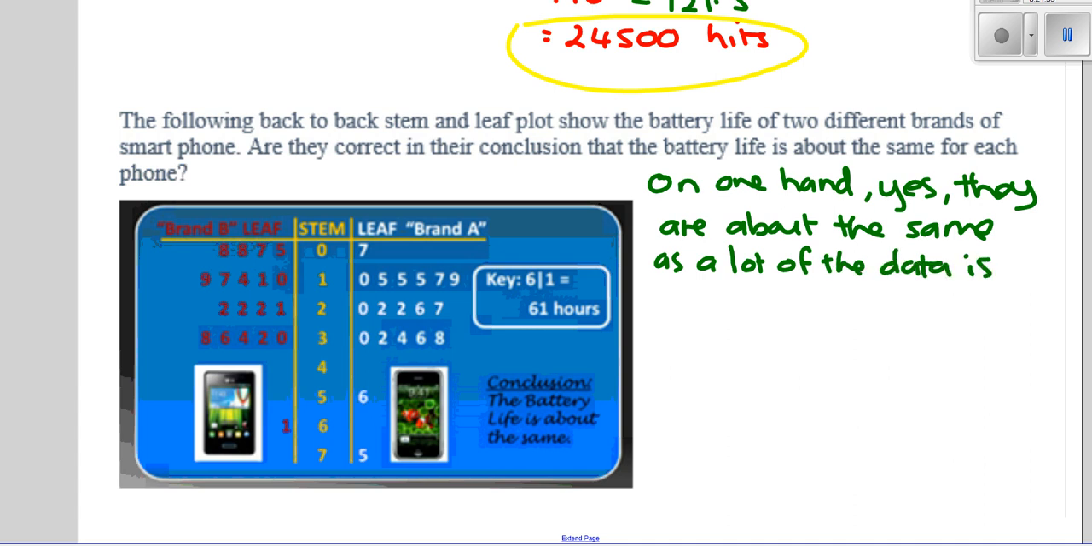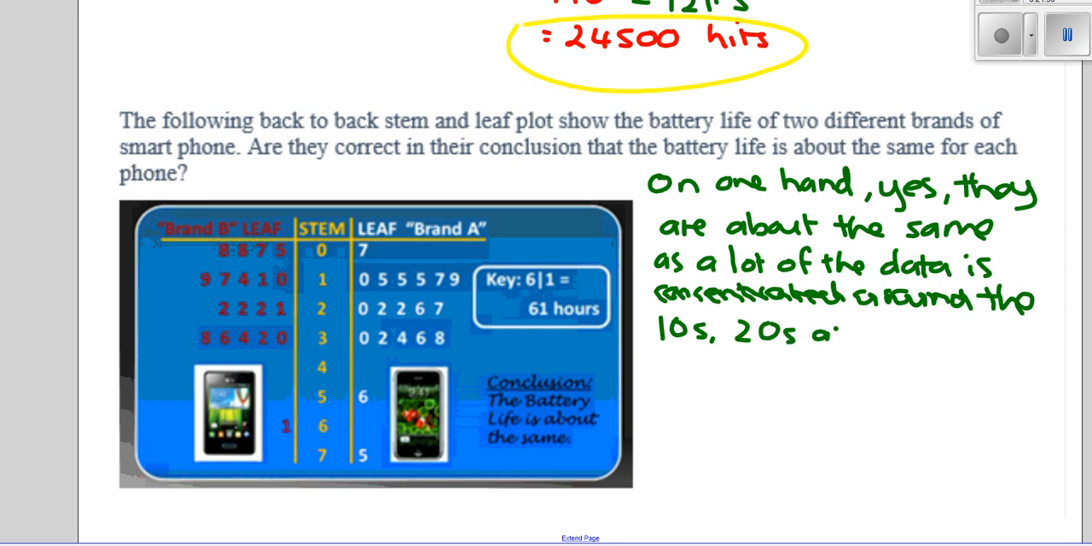I'll switch it up soon. A lot of the data is concentrated around the 10s, 20s, and 30s for both. Those are similarities. But then you can also mention that brand B evidently has some very low ones.